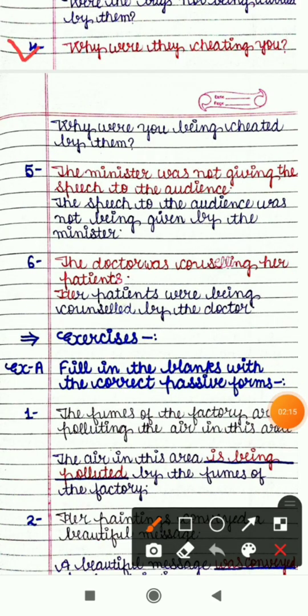Fourth sentence is: Why were they cheating you? So the subject is they and the object is you. That means our new subject will be you. So with you we use "were" only. First of all, question word will remain same at its place. Why were you being cheated by them? Because them is the objective case of they. They has been used as subject in the active voice, so in passive voice it became object.